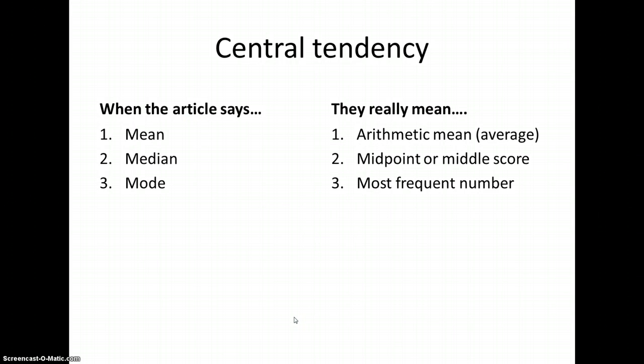All right, when the article says mean, median, and mode, mean is the average, median is the midpoint, mode is the most frequent number. These are all considered the statistics of central tendency, which they usually report, or at least they should be reporting.